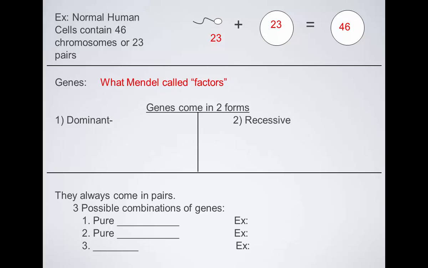So for example, the color of the flowers in a pea plant is controlled by two genes. And for many traits, there are two versions, a dominant version and a recessive version. You could think of the dominant version as the stronger version, the form that shows through. And you can think of the recessive version as the weaker form, the gene that can get covered up.